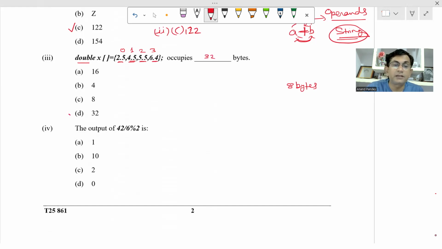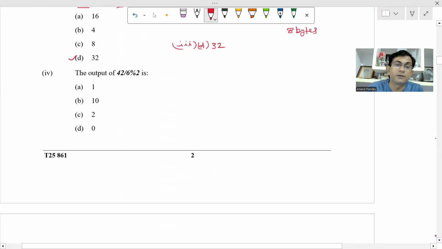So how will you write it? You write 3, and you write D and then 32. Got it? Clear? The size of the double data type is 8, and here we have 4 double values. So 4 into 8, 32 bytes. Okay, now the next question.